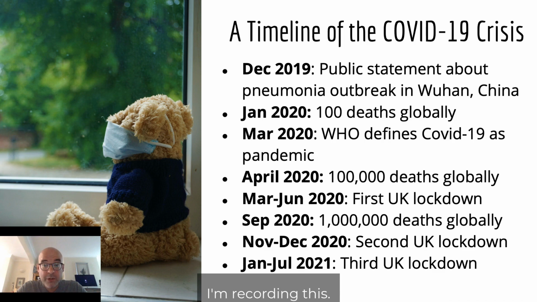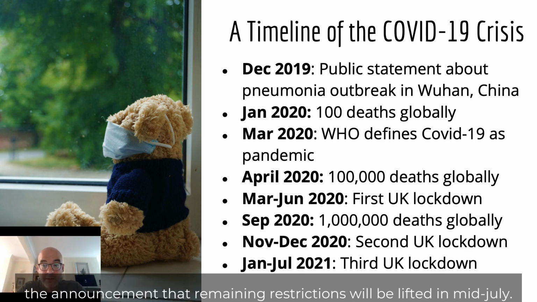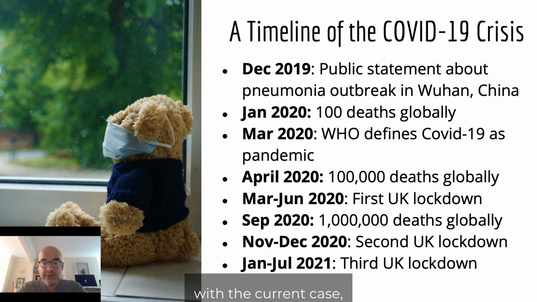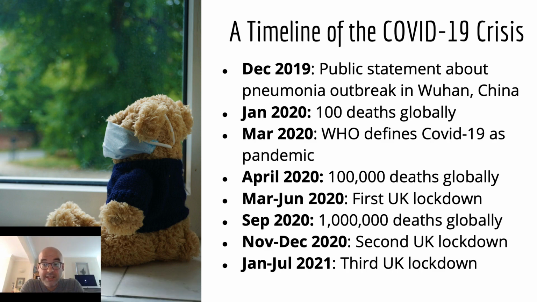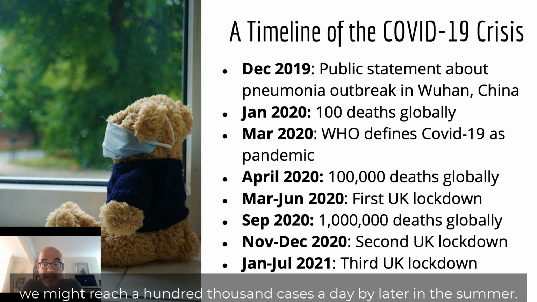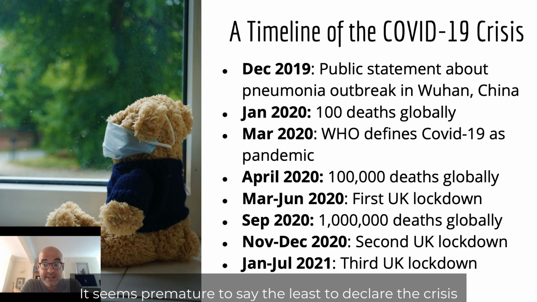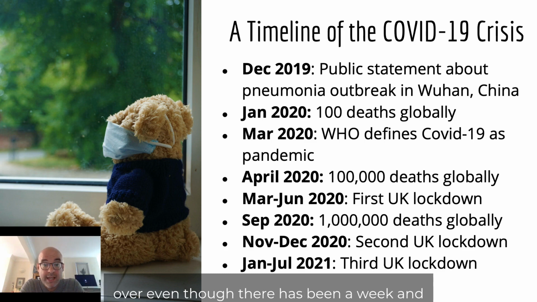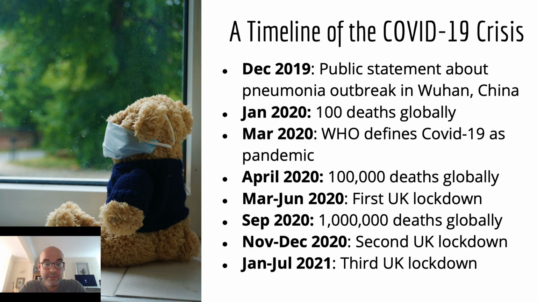We are, at the time I'm recording this, now entering a new stage of the crisis in the UK, with the announcement that remaining restrictions will be lifted in mid-July. However, with the current case rate of 20,000 a day predicted to double by the release of the restrictions, and the government's own figures estimating we might reach 100,000 cases a day by later in the summer, it seems premature, to say the least, to declare the crisis over, even though there has been a weakened causal chain between infection, hospitalisation, and death.